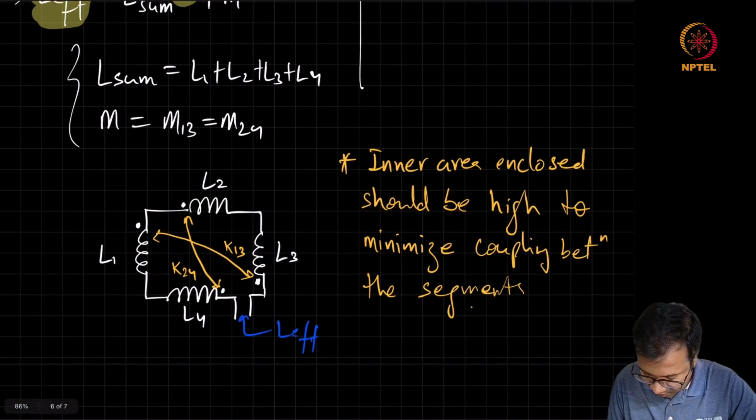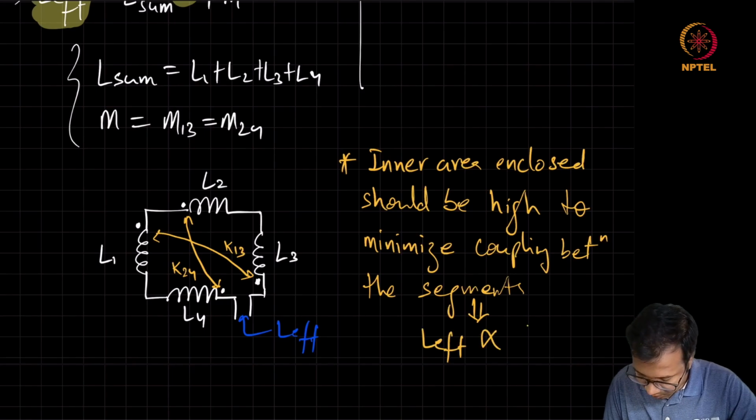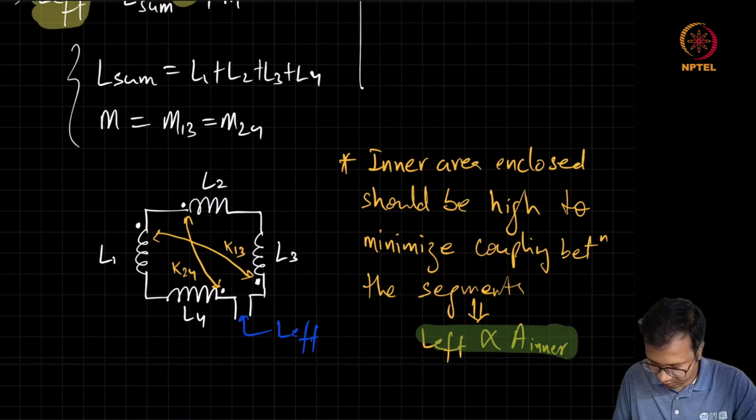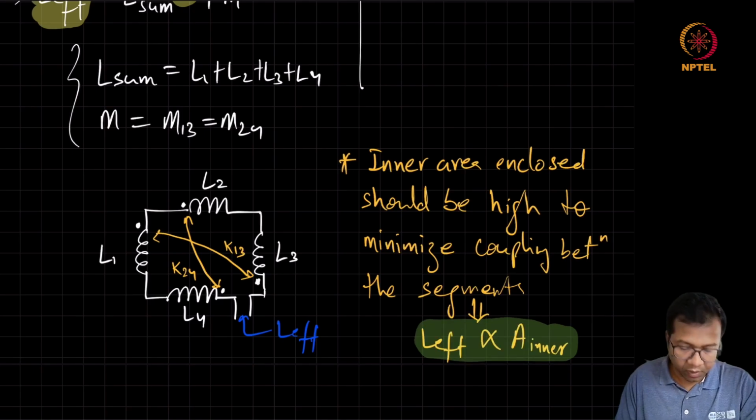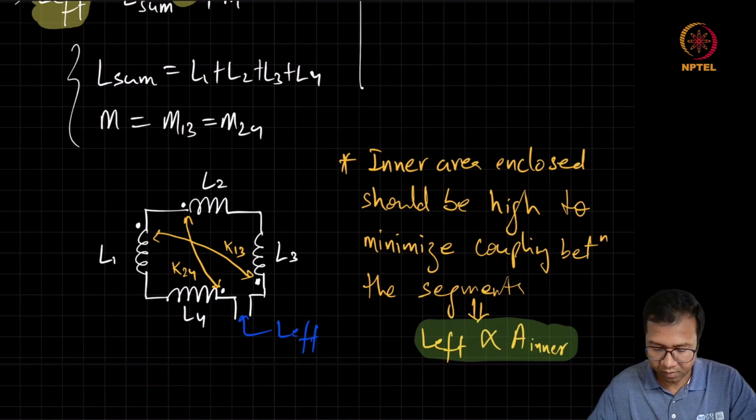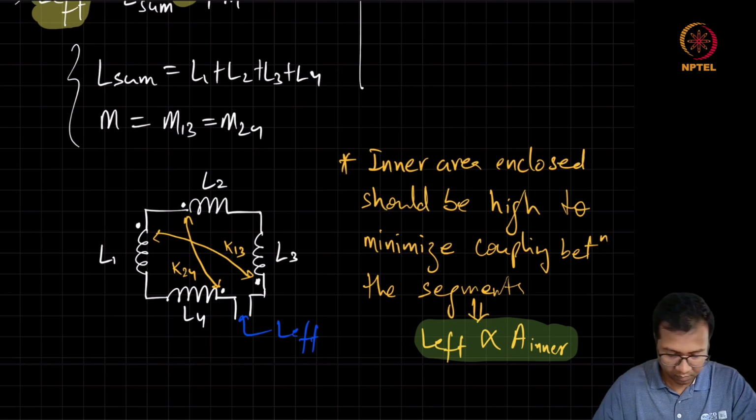Here it implies that L effective is going to be proportional to the area enclosed, or the inner area. This is a very important intuition which we need to keep in mind when we are trying to design this kind of inductor loops. So the higher the loop area, the more the inductance.